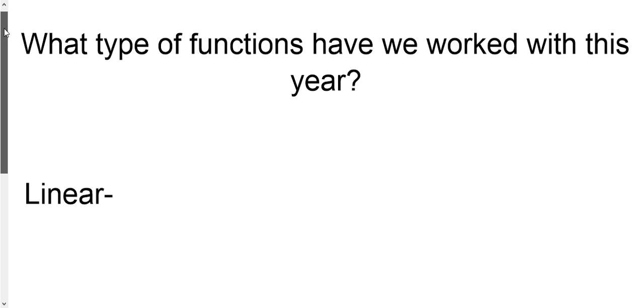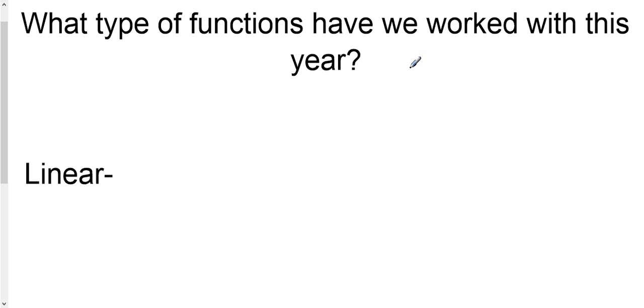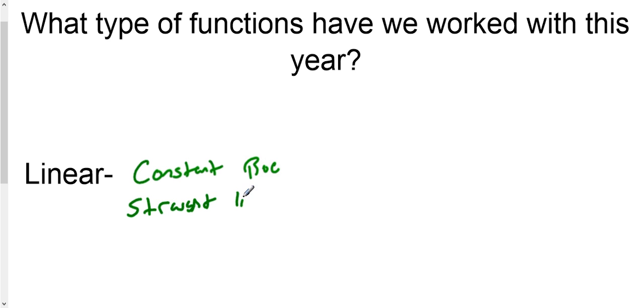Alright, so let's review some of our functions. What kind of functions have we worked with this year? Linear, some of the big things: constant rate of change. They're straight lines. And constant rate of change is also slope. Those are the telltale signs that you have a linear function.